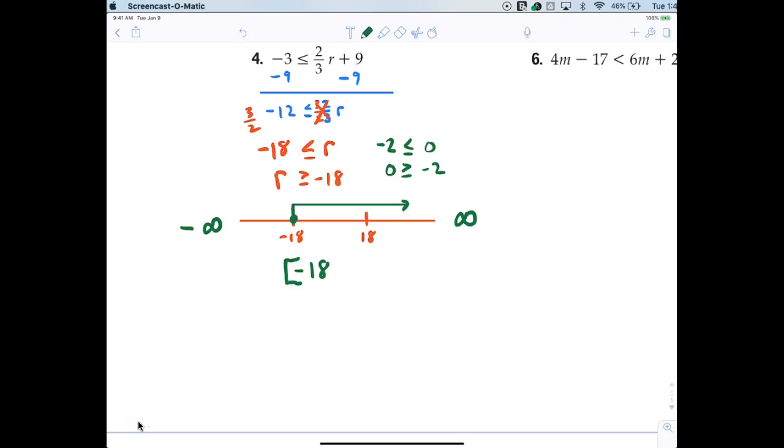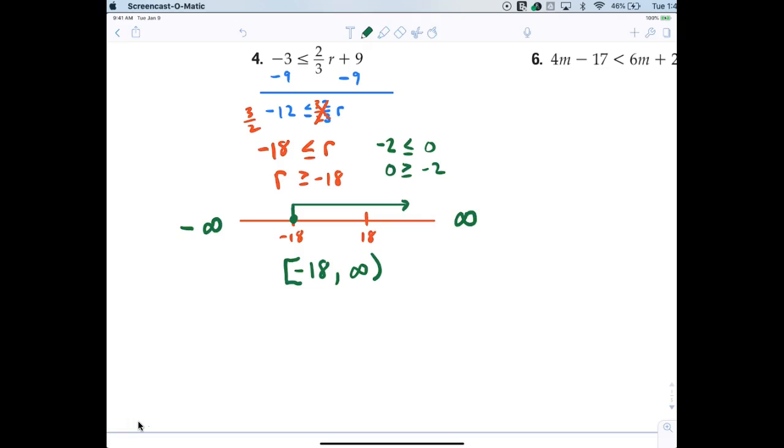All right? And then it goes to what? It goes to infinity. All right? And infinity is an idea, it's not a number. We never reach infinity. That's why it's a parentheses. All right, please pay attention. Please look up. Make sure you understand it.